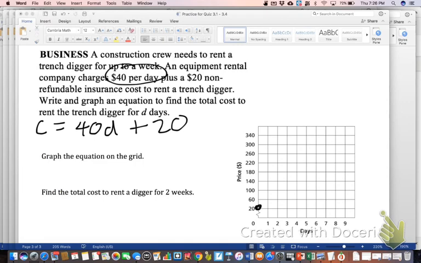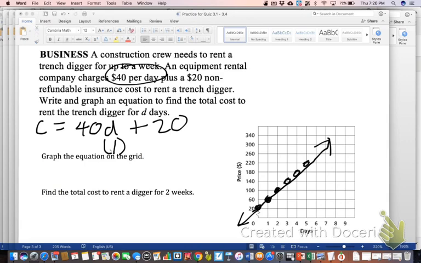So if you rent it for 1 day, 1 day would be 40 times the 1, of course, which is 40, plus 20, which means 1 day would cost you 60. Then the next day would cost you 100. So you see your rate of change is increasing by 40 every time. Again, not the best straight line. Sorry about that, guys. Okay, so I've got it graphed.